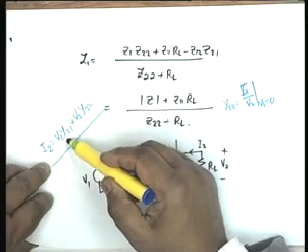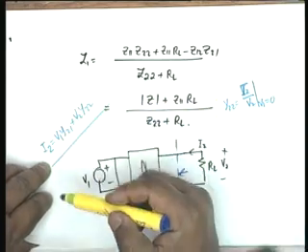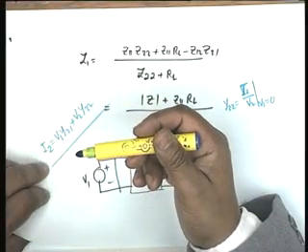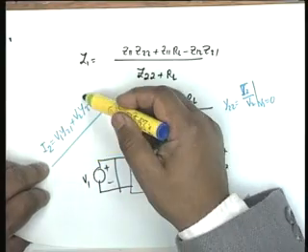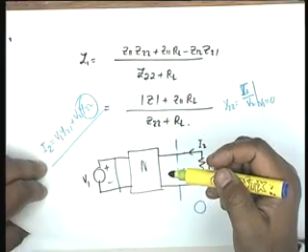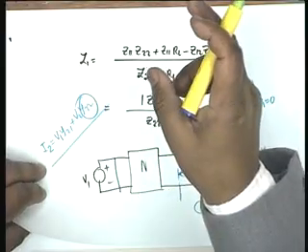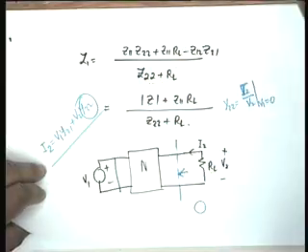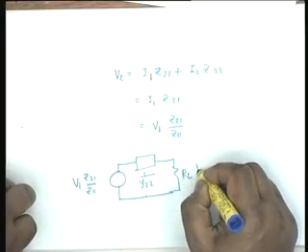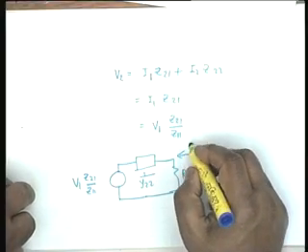And if V1 is 0, then I2 by V2 is simply y22. Agree? This is the definition of y22, the short circuit admittance, driving point admittance parameter. It is the admittance looking into the driving point with the other port short circuited. So this is my equivalent circuit then. This is V2 and this is I2.